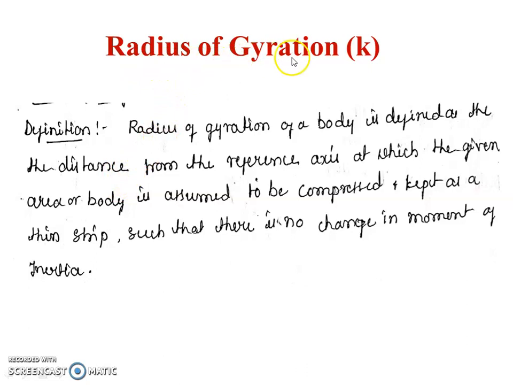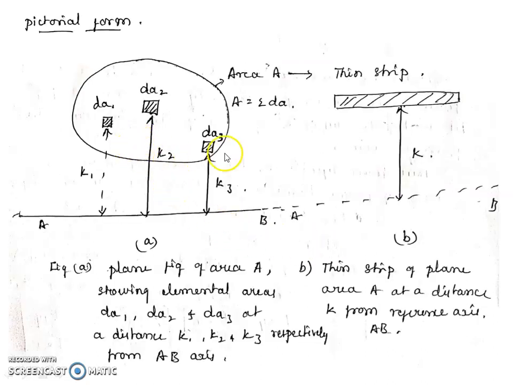This radius of gyration is represented by K. K is the distance at which the body, made into a thin strip, is kept from the reference axis, such that the moment of inertia remains the same. We will see the figure to understand it better. Yeah, this is the figure.